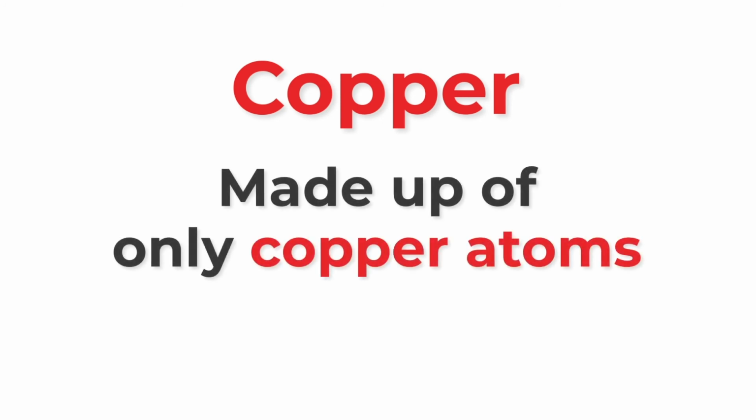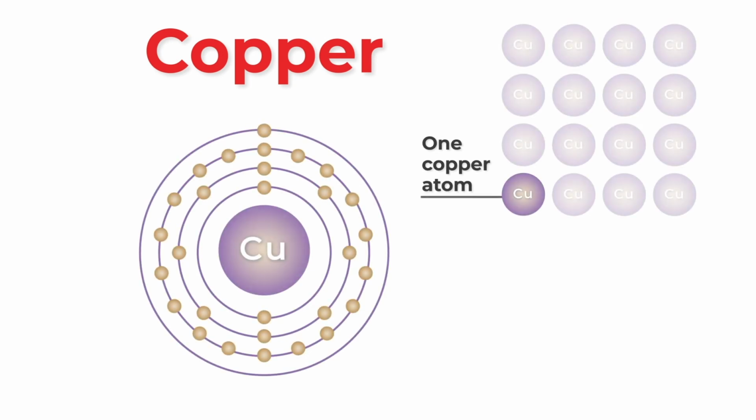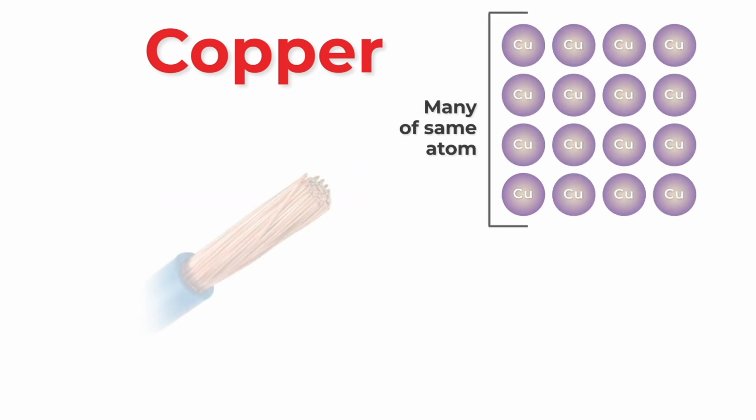The element copper is made up of only copper atoms. Here is a copper atom. This is the structure of a single copper atom. And here is a copper element. This is many copper atoms combined together to form the element of copper.